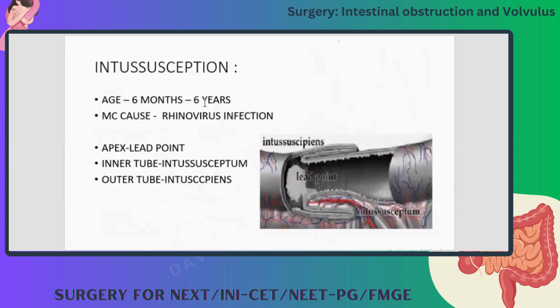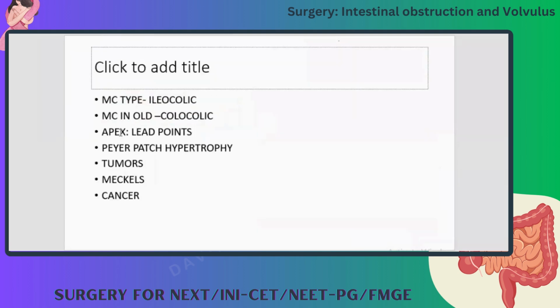See, this is intussusception. One part goes into the other part. It is seen between 6 months and 6 years. The most common cause is rhinovirus infection. Rhinovirus is our common cold. The most common type of intussusception is ileocolic, that is, ileum goes into the colon.